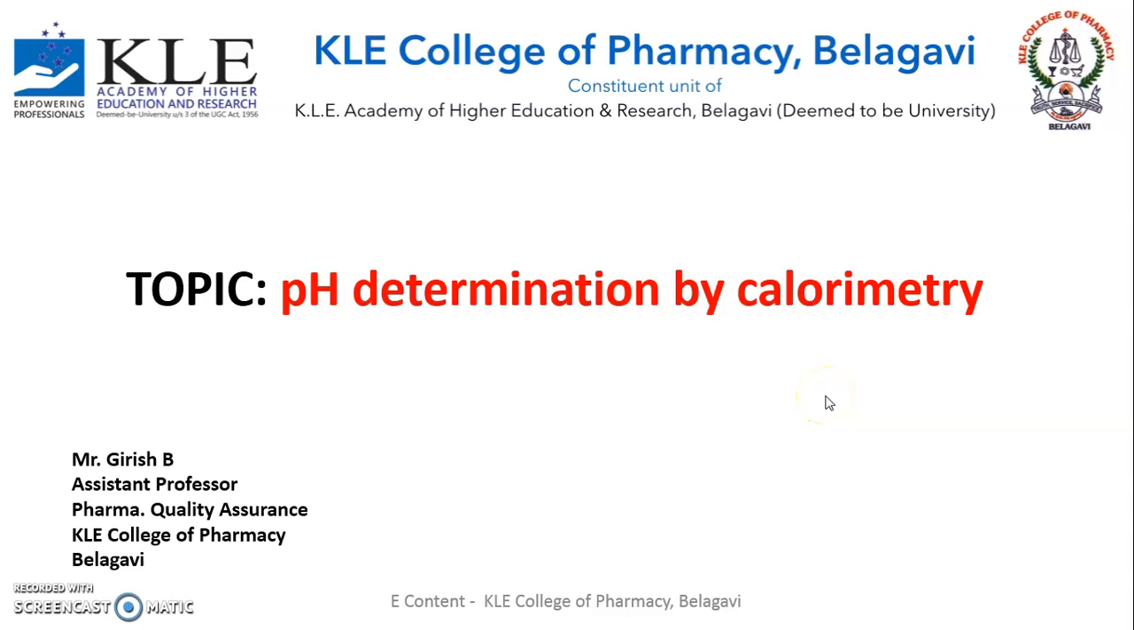Hello, today we are going to discuss pH determination by colorimetry. So pH is the negative logarithm of hydrogen ion concentration, and this concentration changes the physiological functions within the body. So how can we determine the pH present in a particular physiological function in the body? This can be determined by using a colorimeter.